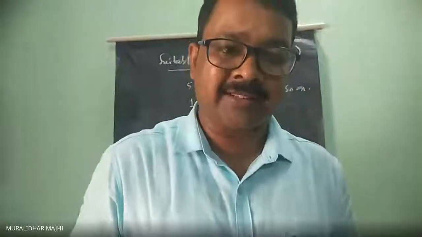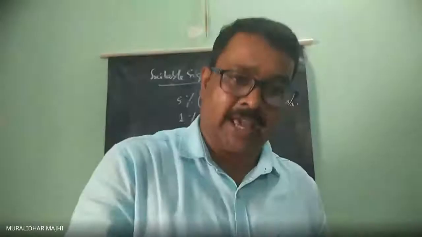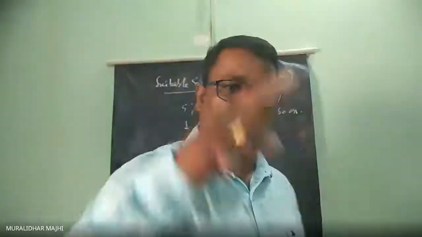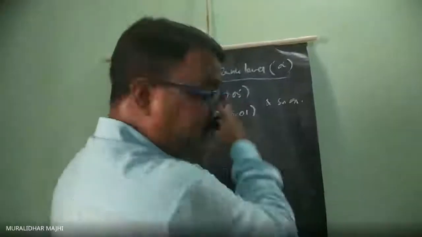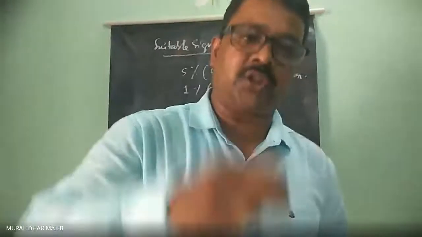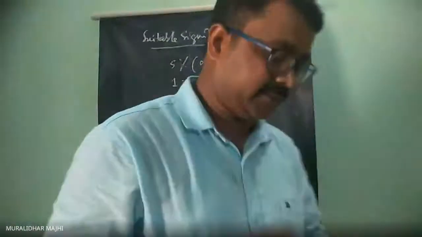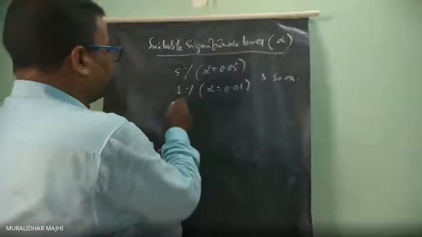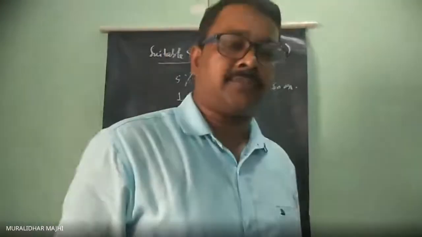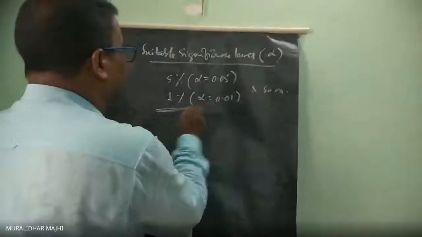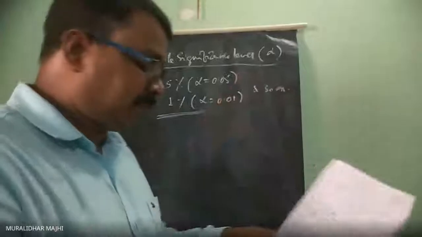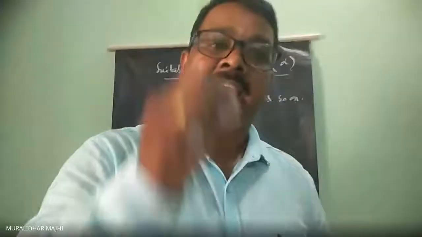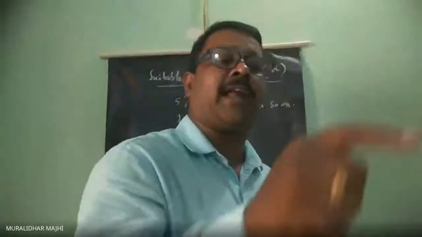What is the meaning of this? This means 95% we are confident that our decision to reject H0 is correct. I repeat, if the level of significance is 5%, that means 95% we are confident that our decision to reject the null hypothesis is correct. So, dear students, before testing a particular hypothesis, we decide whether the level of significance is to be 5% or 1%. It is predetermined. I repeat, the level of significance is fixed before applying the test.